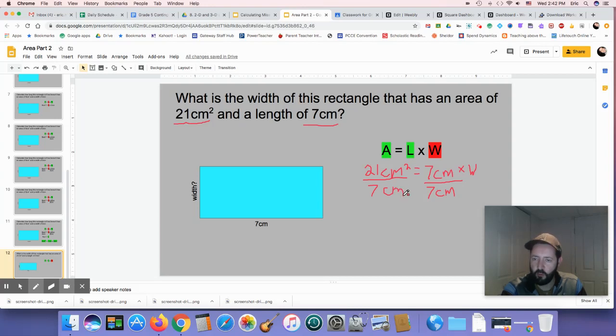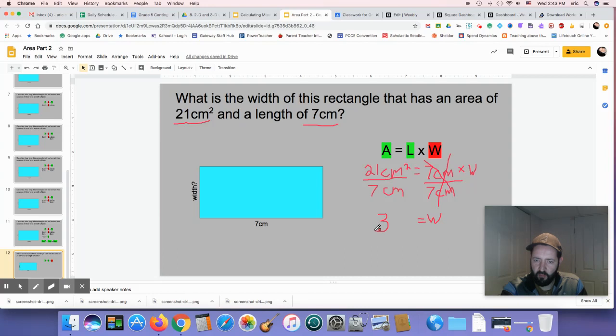All right, so I'm showing you this because I actually want you to do these steps when you're doing your work, okay? And then the next thing that we did there is we canceled out the 7 times 7 and the divide by 7 on the right side of the equation. And all that does is leave us with a W on the right side, which is great because that's what we're trying to solve for. Then over here on the left side, 21 divided by 7. And I know that 7 goes into 21 3 whole times.